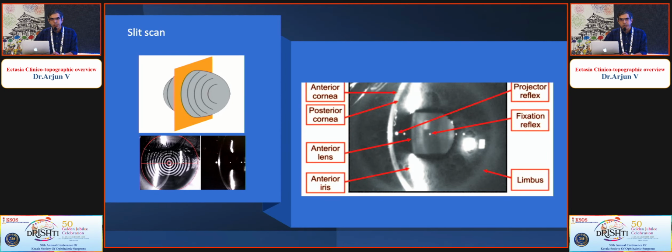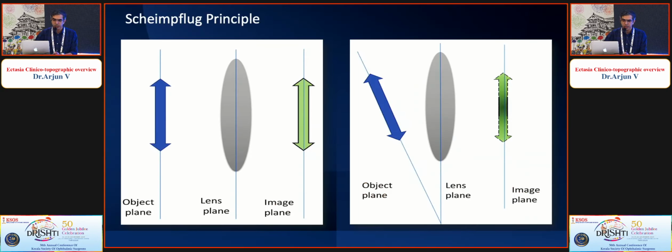In slit scan technology, you project a slit onto the cornea, and after the slit is reflected back, individual points are calculated by what is known as triangulation. That is solving a triangle. If you know the distance between the camera and the eye and the reflected light angle, you will get the point-to-point values.